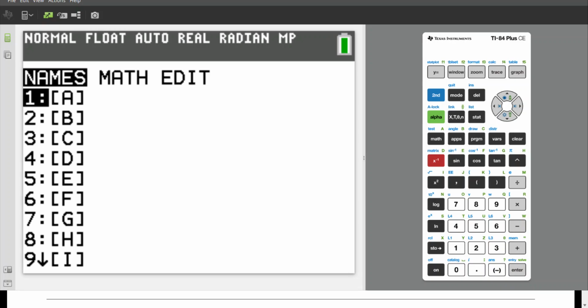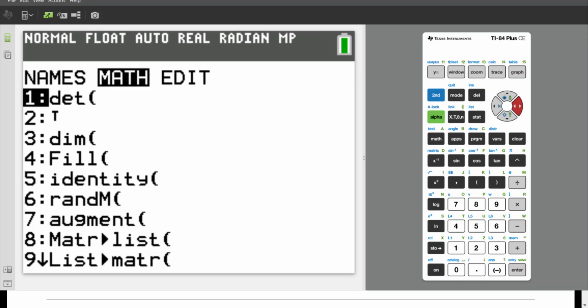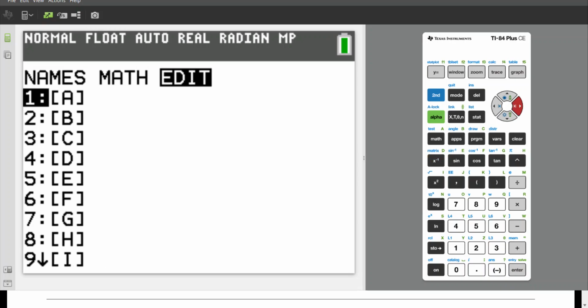There are three options: names, math, and edit. The first thing we'll do is edit the matrices. Edit just means you're going to give the calculator the numbers you're working with for your problem. I was dealing with matrices A and B, so I'm going to edit matrix A by clicking either the Enter key or 1 on my keyboard.